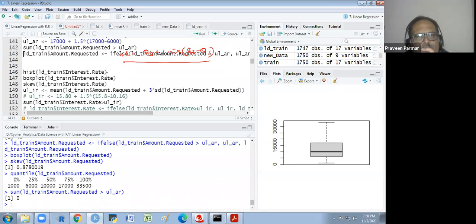Now we come to another interest rate. That is also a numeric. We are doing this for the numeric only. Okay.